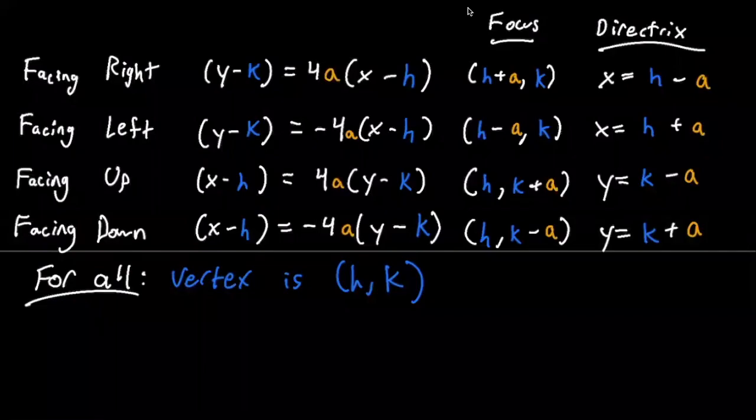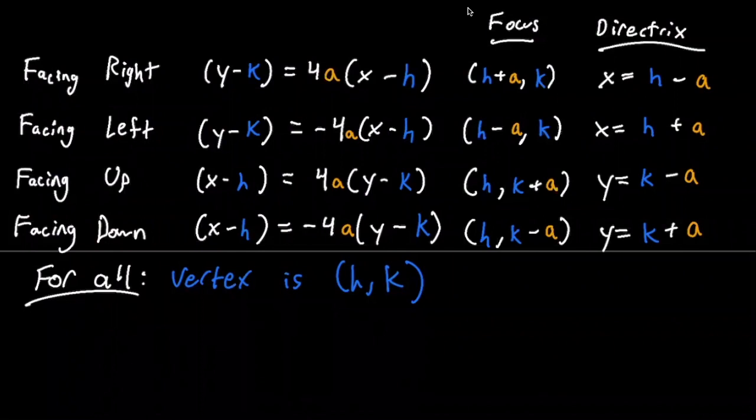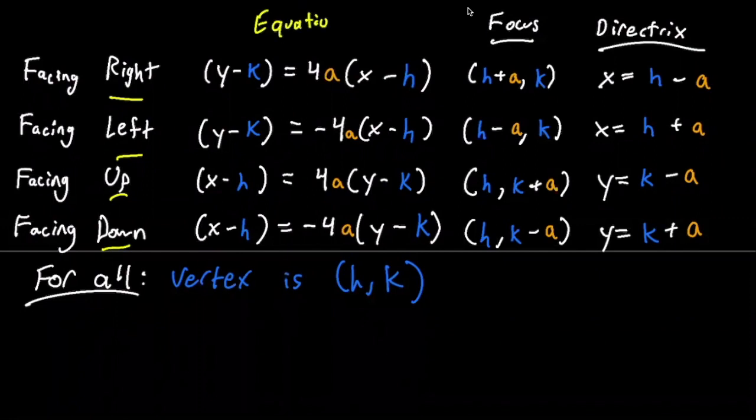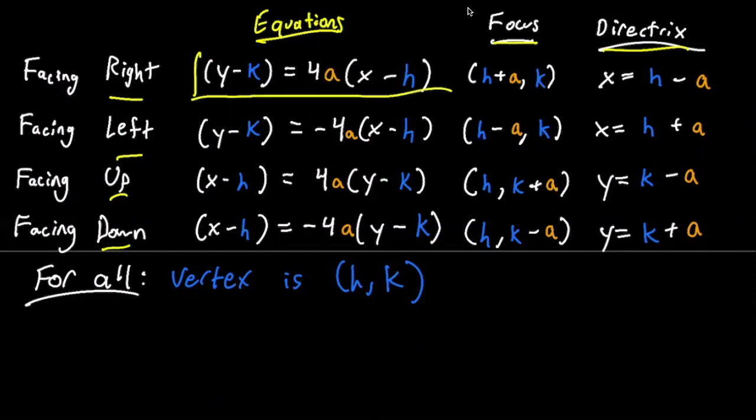Okay, so here we have equations for the 4 different directions that we'll see parabolas facing. We have right, left, up, and down. Over here we have the individual equations that we will see for these parabolas. And then from these equations, we can pick out some pieces of information. Specifically, we can find the focus and the directrix really easily with the numbers that we see in these equations. And then finally, for all of these, the vertex is going to be h, comma, k.